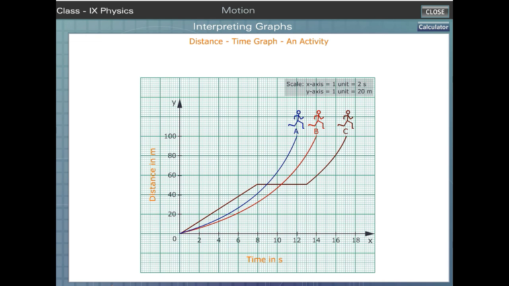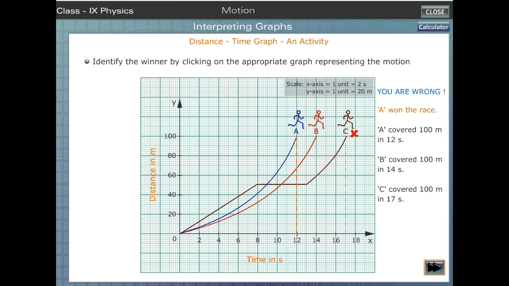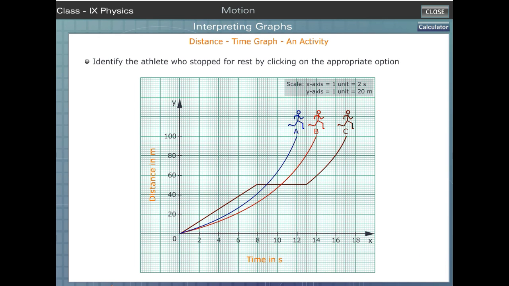Here is an activity on graphs. The distance time graph shown here represents the motion of 3 athletes. Identify the winner by clicking on the appropriate graph representing the motion. Identify the athlete who stopped for rest by clicking on the appropriate option.